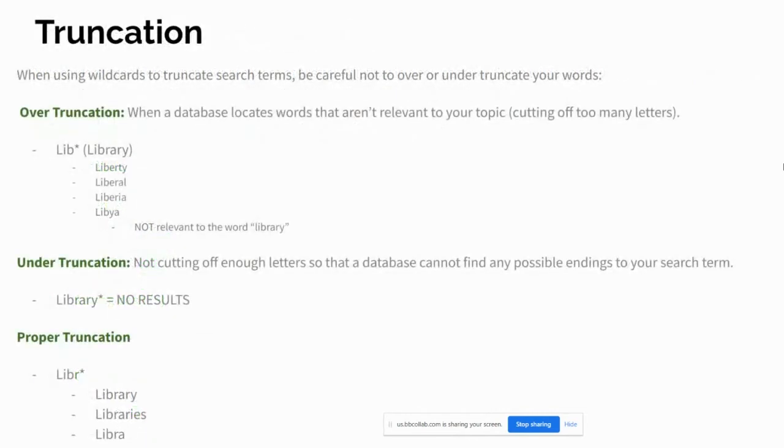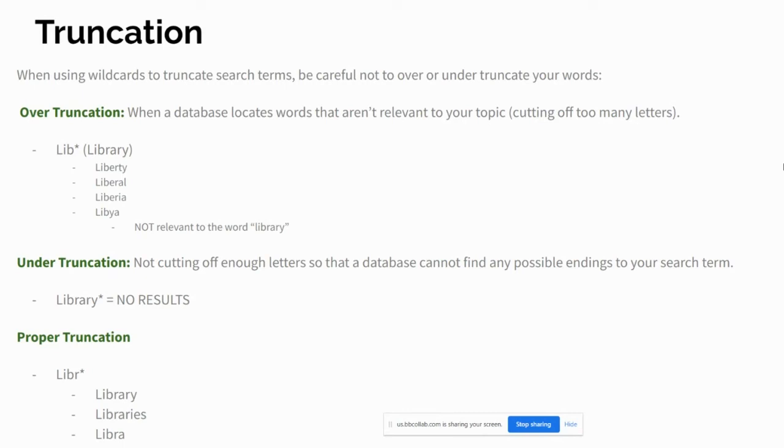So I kind of add an extra section here on truncation. When you're using wildcards, such as the ones that I just showed you, to truncate search terms, you just want to be careful not to over or under truncate the words, meaning you're not going to cut off too many letters or not enough. So over truncation is when a database locates words that are not even relevant to your topic. This is when you may cut off too many letters.